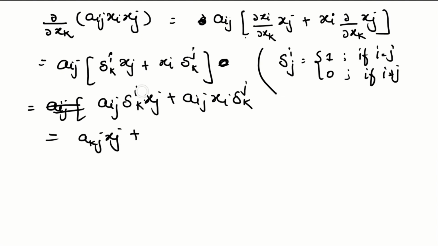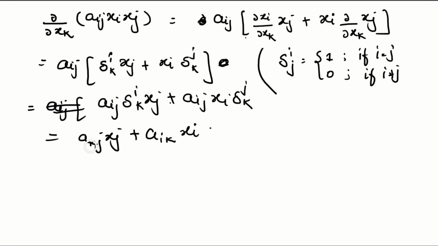Otherwise i is repeated twice, so there will be a summation. j is also repeating twice, that means this is a double sum. This will represent double sum. Here also this is an example of double sum. But because of Dirac delta function, all other terms will vanish out and you will get one term from each. Okay, so here aik, let's substitute j as k, xi, and this is 1.